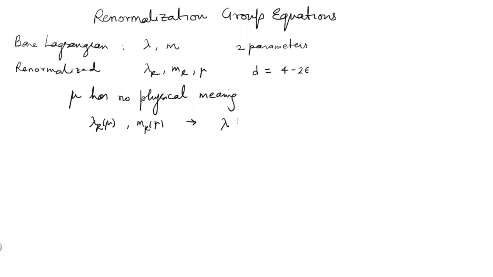So lambda, the bare parameter here, is a function of lambda r of mu, m r of mu, and mu. Okay, it could depend explicitly on mu and also implicitly through the coupling constant and the renormalized mass. Okay, and similarly, the bare parameter m would depend on the renormalized coupling constant, renormalized mass parameter, and mu. Okay, the dependence will be typically both explicit and implicit through these variables.